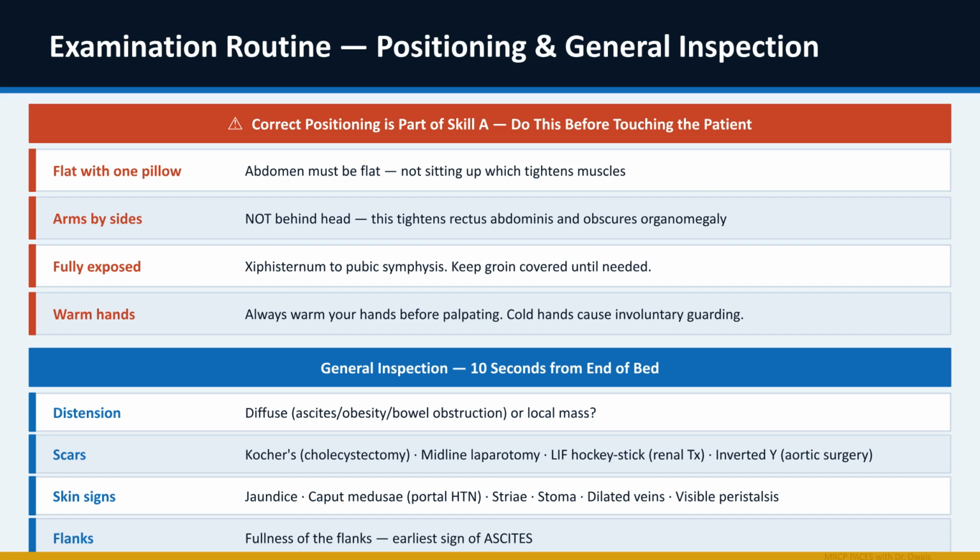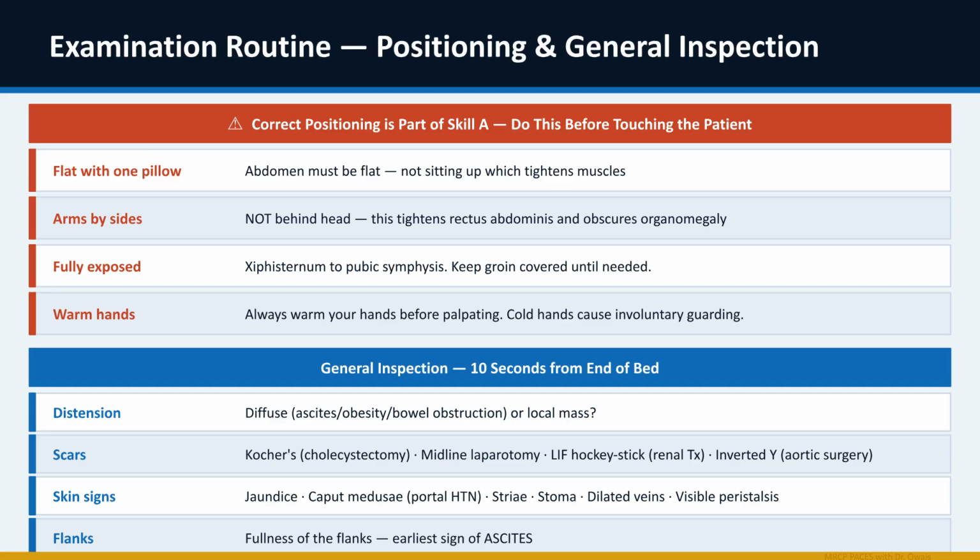Look at the skin of the abdomen. Surgical scars. A right subcostal scar, Kocher's incision, suggests previous cholecystectomy or liver surgery. A midline laparotomy scar. A left iliac fossa scar with a bulge suggests renal transplant. An inverted Y scar suggests previous aortic surgery. Striae, purple striae in Cushing's syndrome. Dilated veins, caput medusae radiating from the umbilicus, indicates portal hypertension.